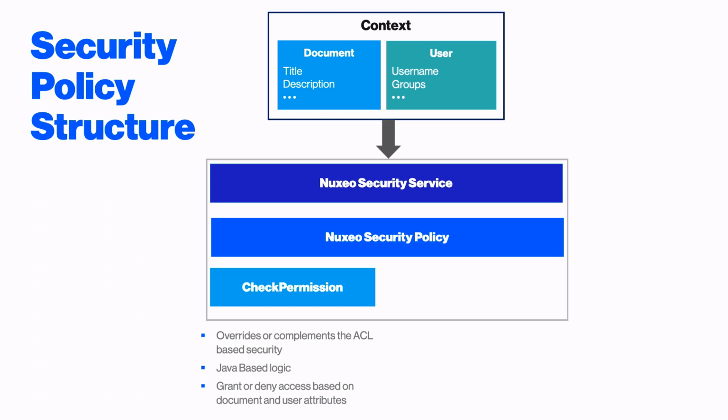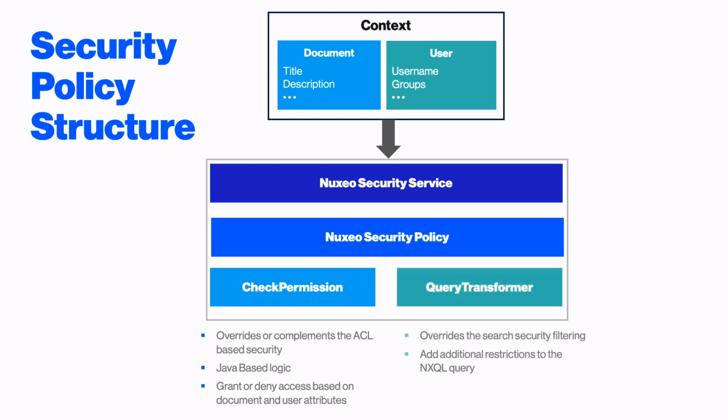When defining a security policy, it is also mandatory to override the search security filtering, called query transformer, to avoid post-filtering in search by generating an additional where clause. The query transformer is able to add additional restrictions to the NXQL query. Consequently, it allows custom security to scale with large queries. Let's have a look now at the document security check.